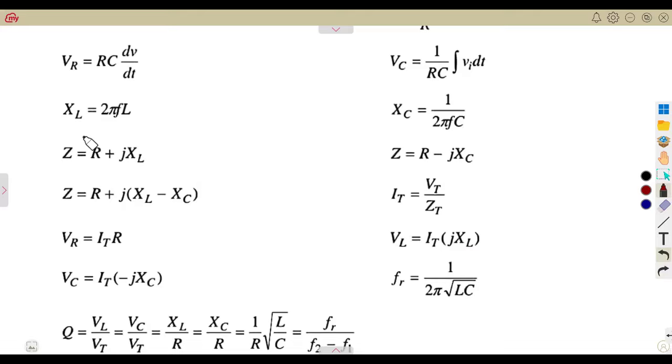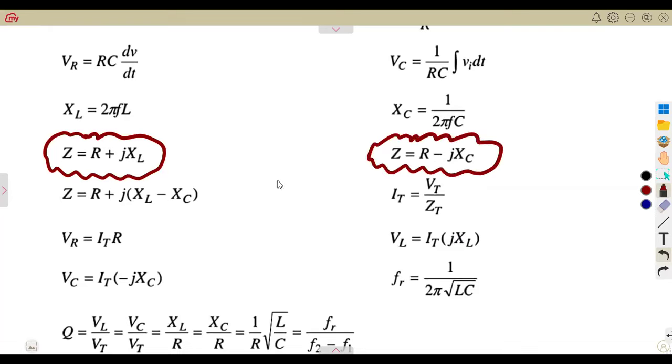Z can be given as R plus jXL, or it can be given as R minus jXC. This is what we understand. Meaning to say, wherever I see a positive, it simply shows that that is an inductive circuit. It has a resistor, and the reactance there is of the inductor. We are talking of the inductive reactance, for any part that has a positive.